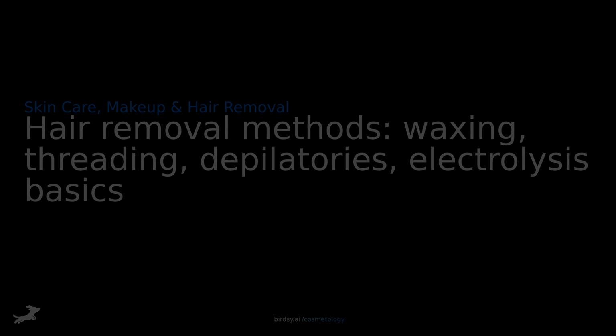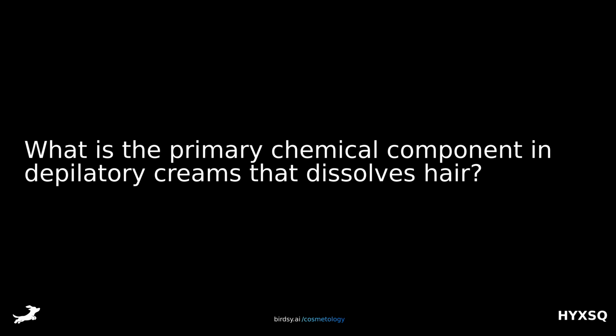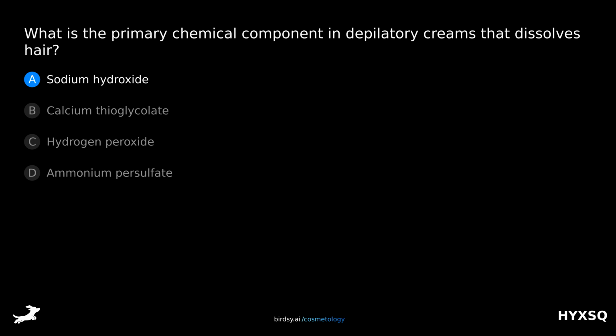Hair removal methods: waxing, threading, depilatories, electrolysis basics. What is the primary chemical component in depilatory creams that dissolves hair? Is it A, sodium hydroxide, B, calcium thioglycolate, C, hydrogen peroxide, or D, ammonium persulfate? The answer is B, calcium thioglycolate.